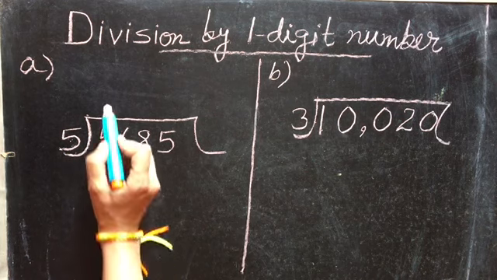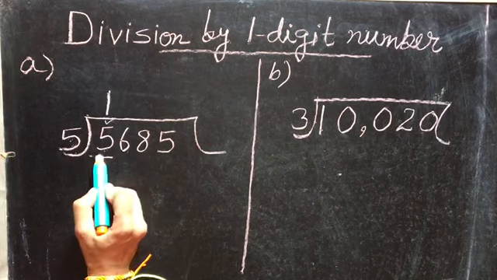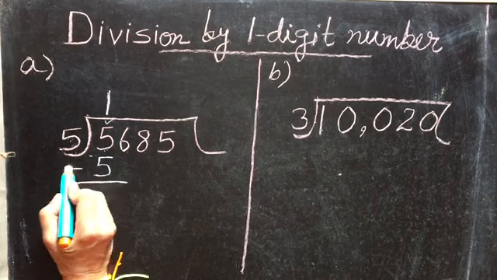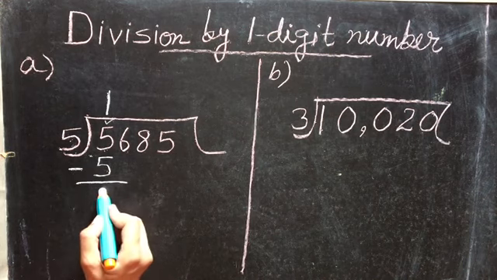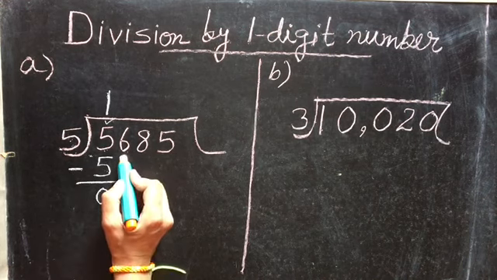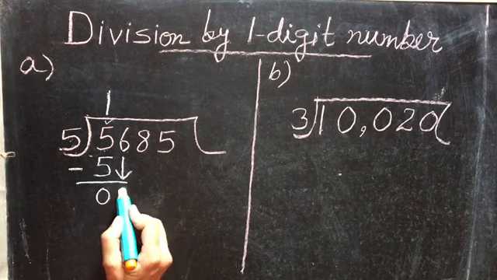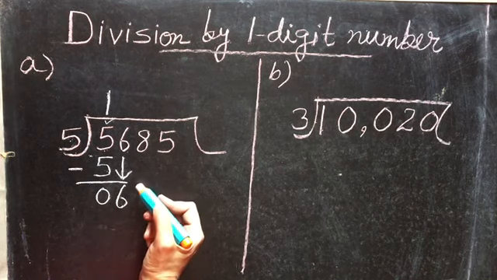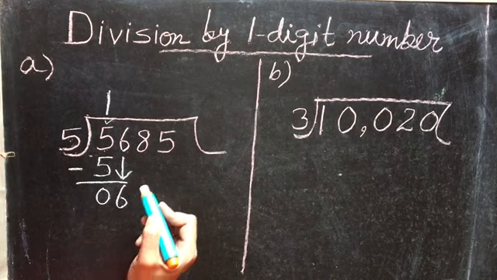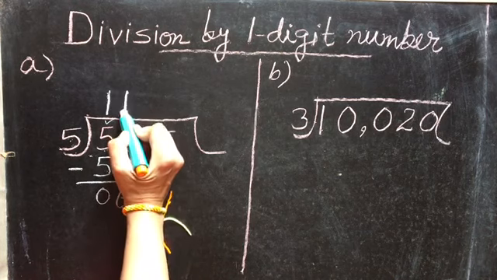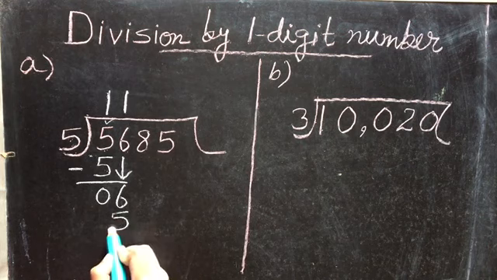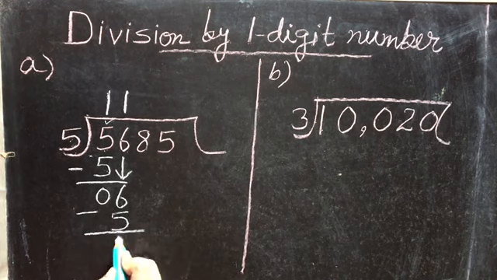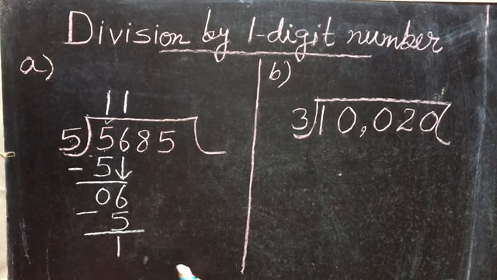So 5 ones are 5. As you know, it is repeated subtraction. So subtract here, 5 minus 5 is 0. So this 6 will go down. Now again you will have to find a number which is either equal to or less than 6. So it will be 5 ones are 5. Again subtraction. So it will be 1, fine.